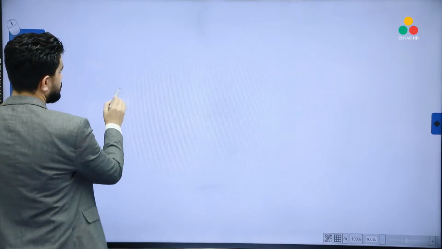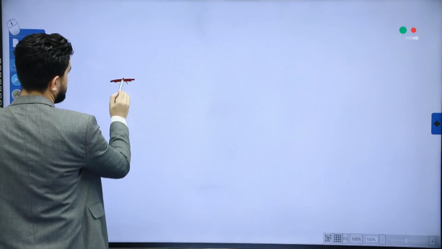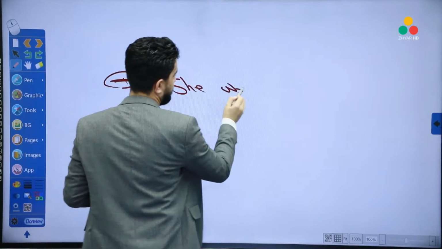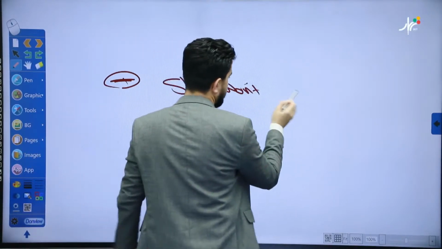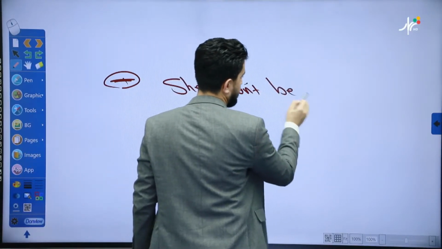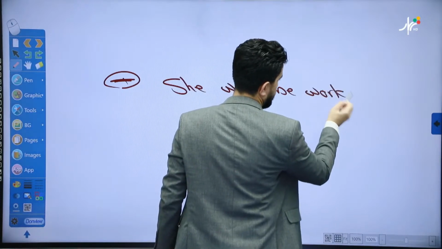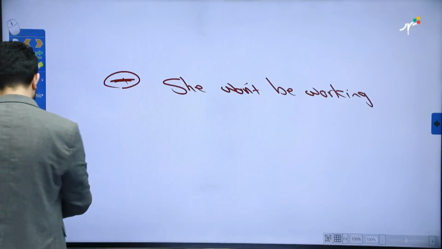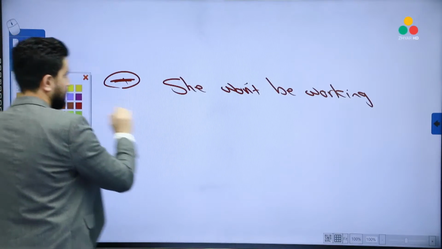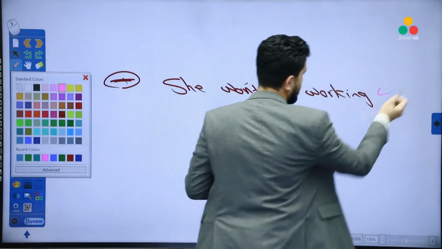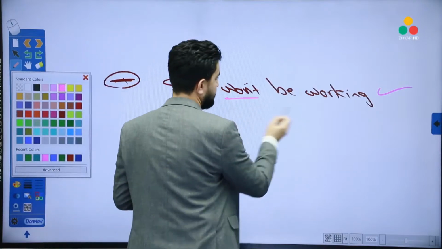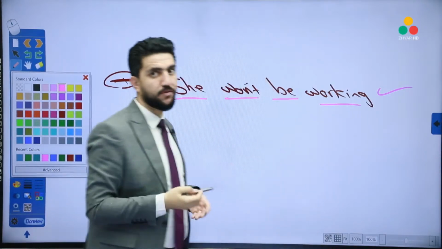Let's take a look when it comes to negative. So for example, they won't be working. Is this correct? They won't be working? Yes. Why, Mr., is it correct? Because we have the subject here, we have negative here, be working. We have all of them.